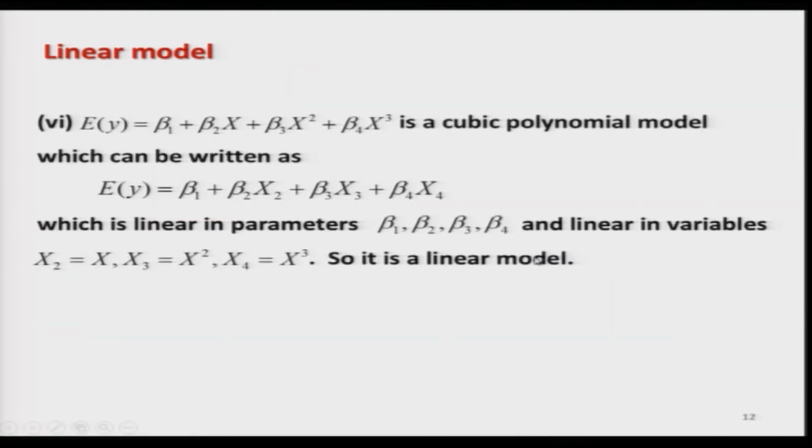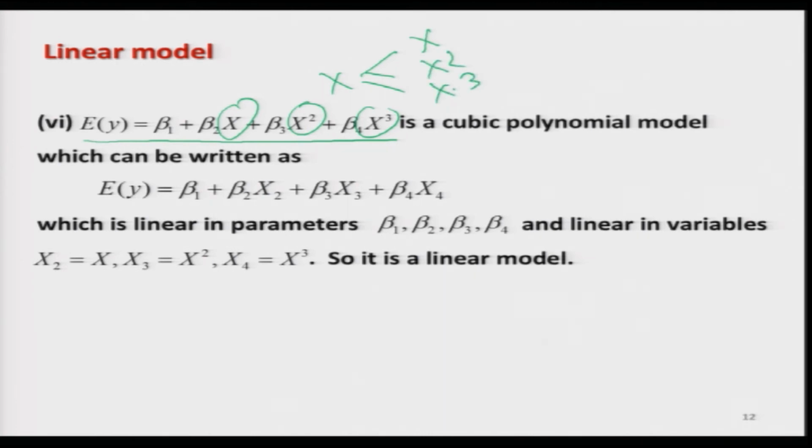Okay, and the last example I take is a polynomial model, which is something like expected value of y is equal to beta 1 plus beta 2 x plus beta 3 x square plus beta 4 x to the power of cube. You can see the variable is the same x, but it is appearing as different variables: x, x square and x cube.